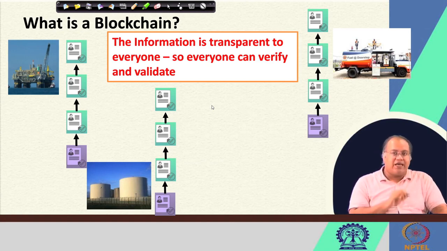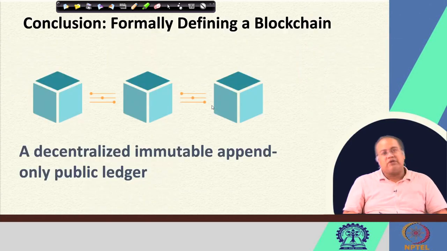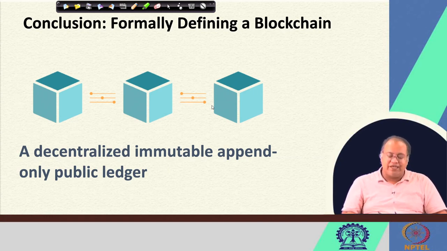Finally, just to conclude, let me give you a formal definition of blockchain. I can call blockchain a decentralized, immutable, append-only public ledger. Why is it a public ledger? Because everyone maintains their own copy of the blockchain, and whatever information they want to log in the blockchain, they do it publicly. So everyone can see it. That is why we call it a public ledger.